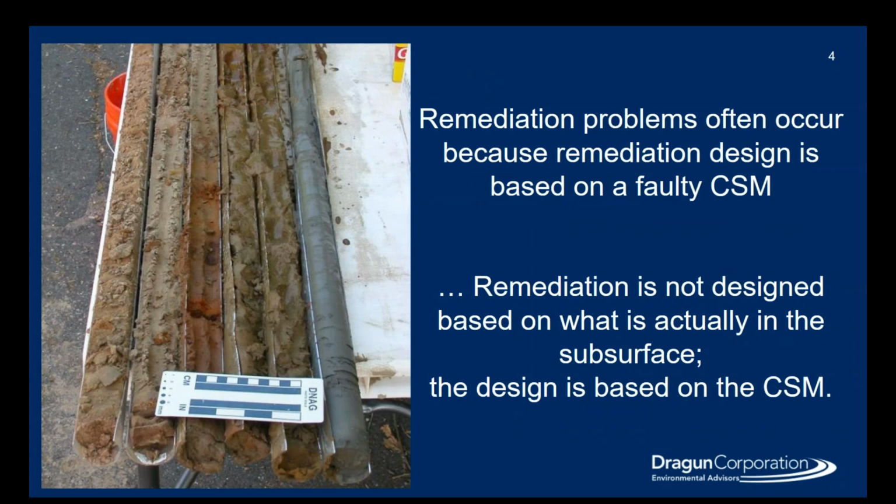So this is kind of the outline of what's the problem with remediation. Remediation problems often occur because remediation design is based on a faulty CSM. The CSM isn't telling you what the subsurface is like as accurately as possible. Remediation systems are not designed based on what is actually in the subsurface, but they're designed based on the CSM.